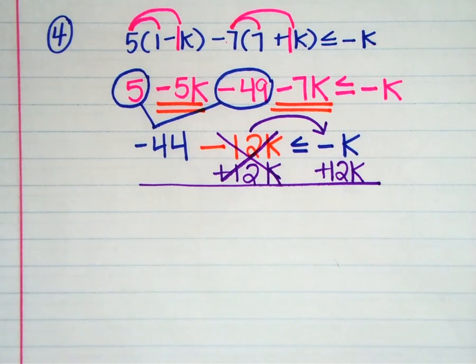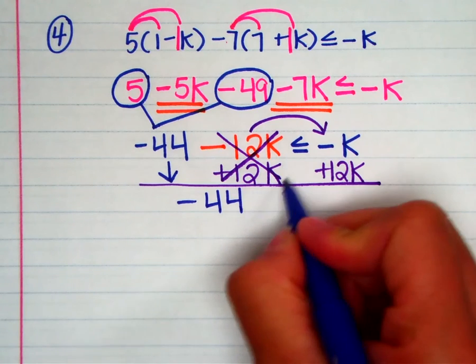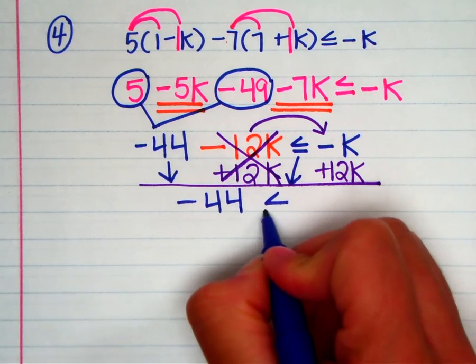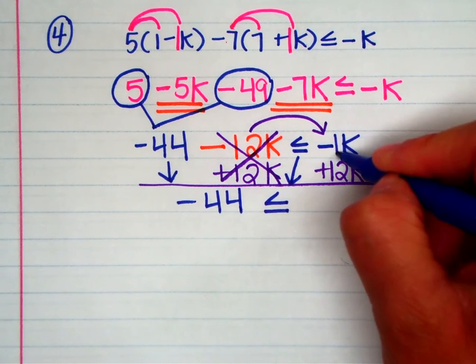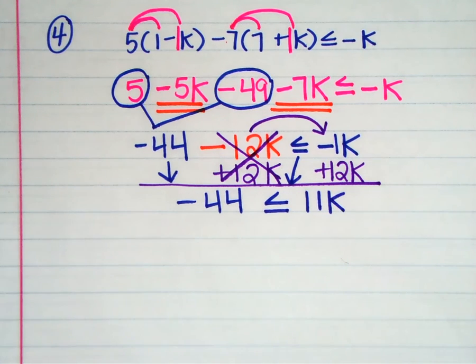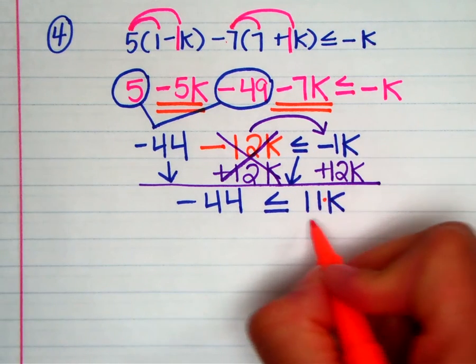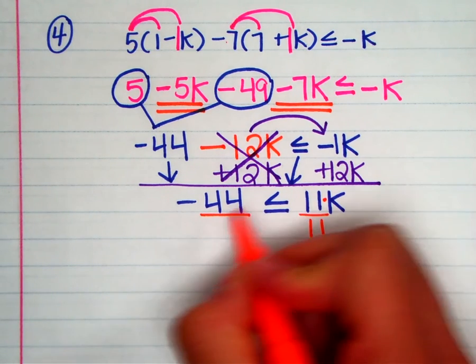Bring down my negative 44. Bring down my symbol exactly the way it is. Nothing changes yet. And if I have a negative 1k and I add 12k to it, I'm going to have a positive 11k. From here, I need to undo multiplication between 11 and k and divide by positive 11 on each side.